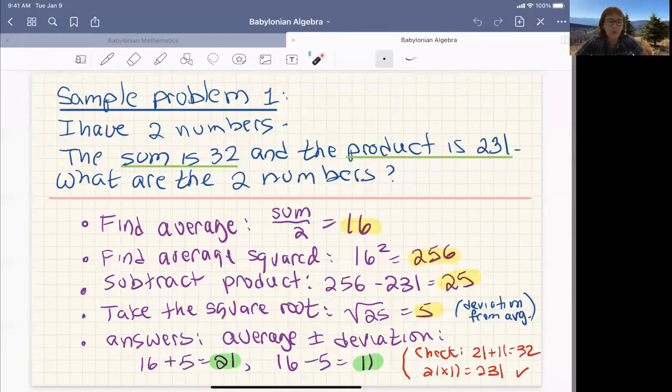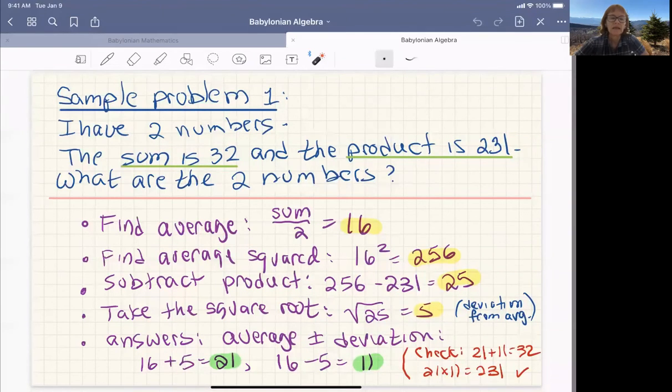Well, the first thing they did was they found the average of the 2 numbers. In other words, remember that the mean of 2 numbers, x and y, is x plus y divided by 2. So that's the mean or average of the 2 numbers. So it's the sum divided by 2. That's their first calculation. Next, whatever number you got from that step, square it. So 16 squared is 256.